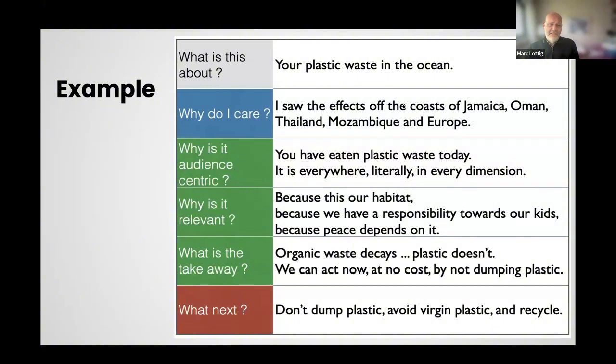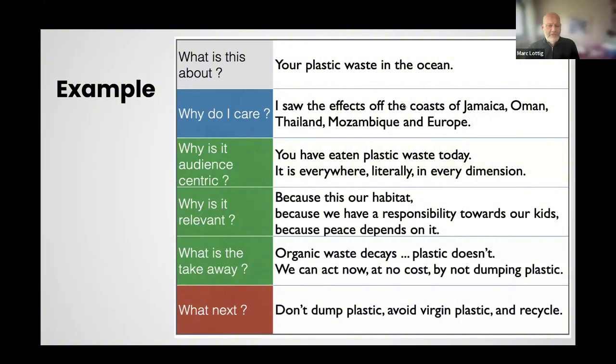Well, the reality is, it's very likely you have eaten plastic today because little parts of plastic are now everywhere. They're literally everywhere. And we can't avoid them anymore. But at least we don't want it to become more. So our plastic is actually about us. And that's why it's relevant, because it's our habitat, because we have a responsibility towards ourselves and our future, and because ultimately, if our environment degrades, it's very hard to keep peace. And that's, I think, what many of us want.